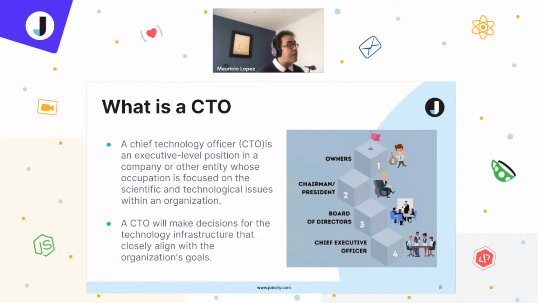A CTO is a decision maker, and deals with technology aligned to the goals. So a CTO needs to understand what the upper goals of the company are in order to translate that into action.